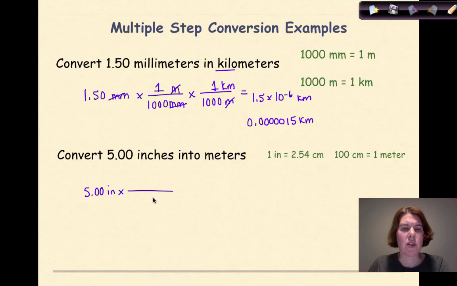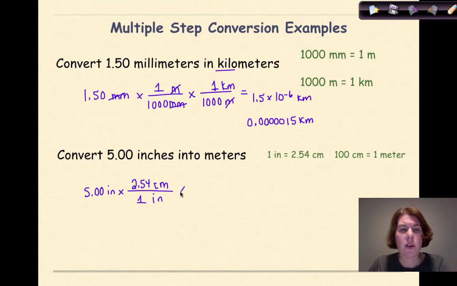If I start with inches, inches is going to go on the bottom. And I have a conversion factor here to go from inches to centimeters. So I'm going to get this into centimeters. 2.54 centimeters is in 1 inch. And I converted to centimeters here because ultimately I want to get to meters, and I know that there is a conversion factor readily available that will take me from centimeters to meters, specifically this one right here.